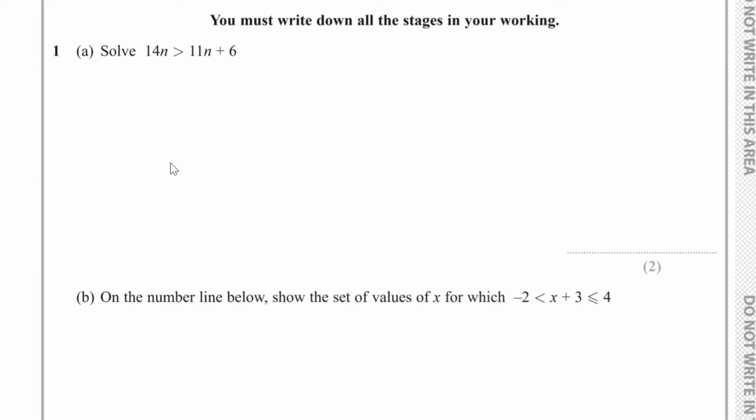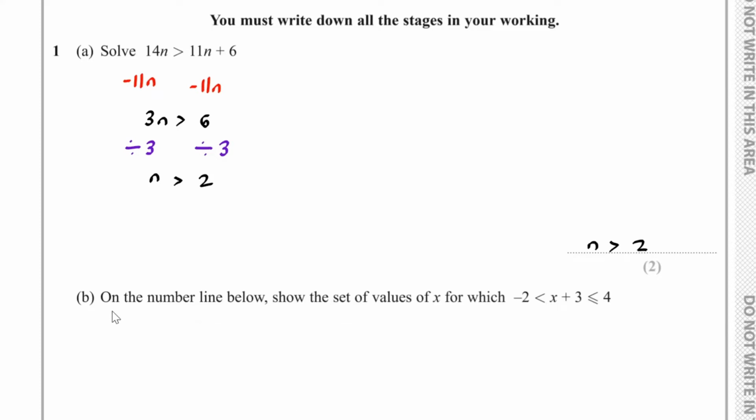If we subtract 11n from both sides, so if I subtract 11n from the left hand side and 11n from the right hand side, we have 3n being greater than 6, and then if we divide both sides by 3, the left hand side by 3 and the right hand side by 3, we can therefore see n is greater than 2. So we have n being greater than 2.